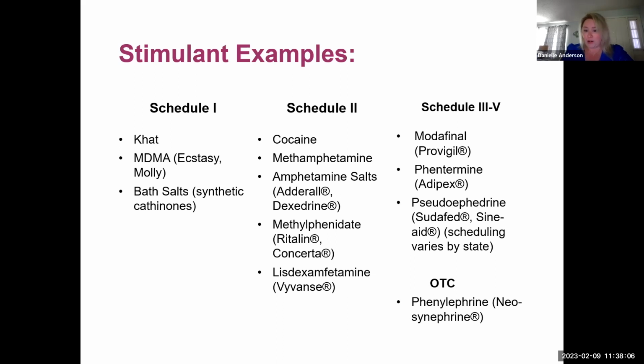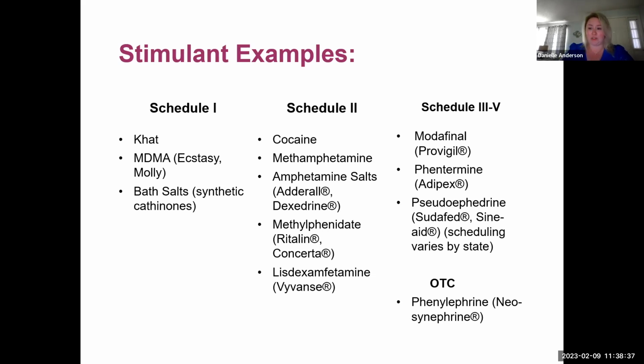Schedules 3 and 4 common ones are modafinil, Provigil, and phentermine, which is the common medication, Adipex, that people use for weight loss. Then pseudoephedrine, which you're going to find in nasal decongestants, can be purchased over the counter. In Kentucky, you do have to show a license. And then over the counter phenylephrine, again a nasal decongestant, but not one you typically have to show your license to purchase.